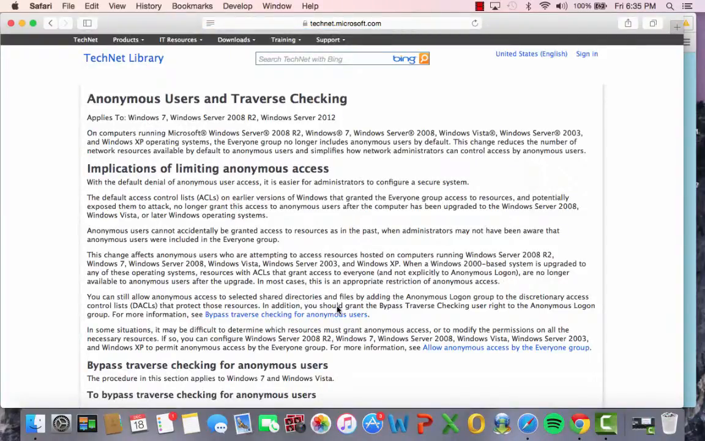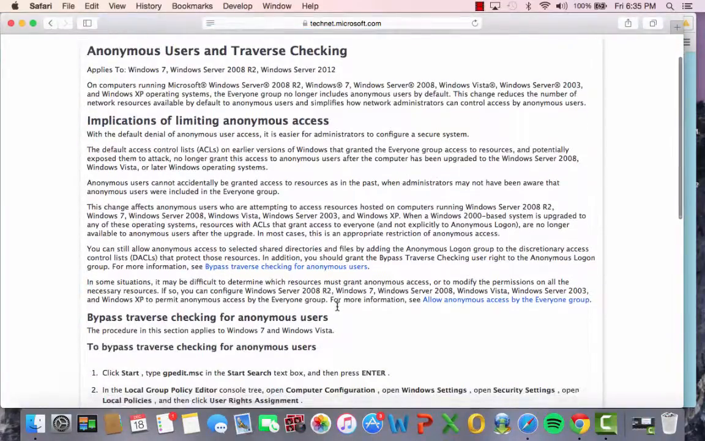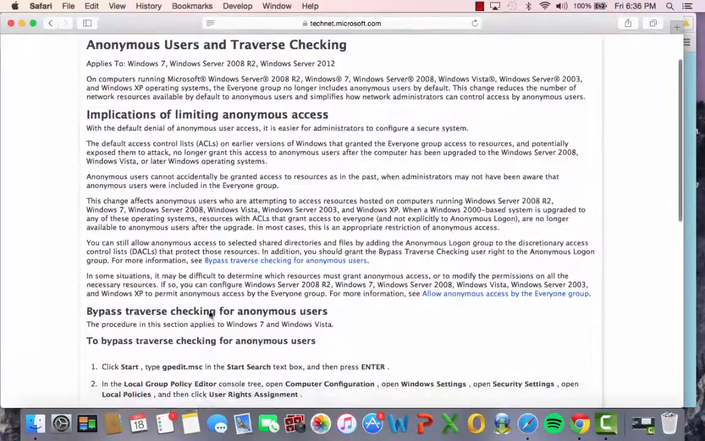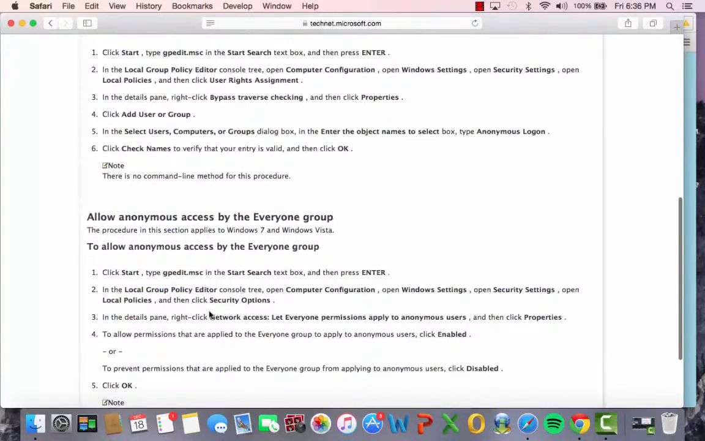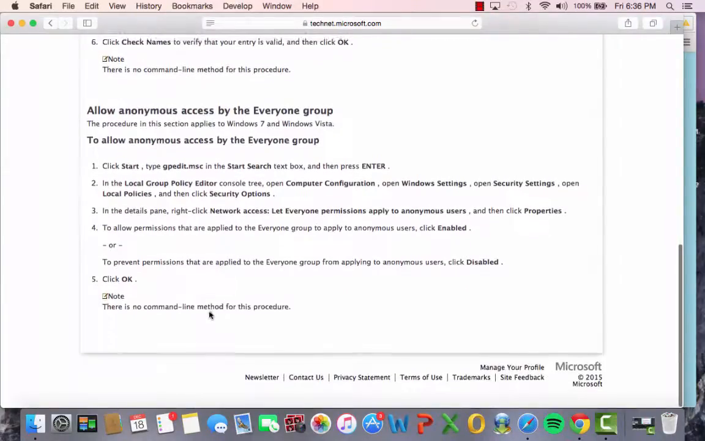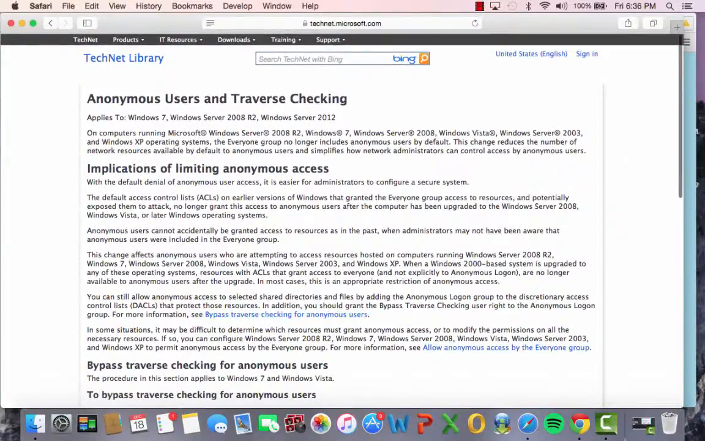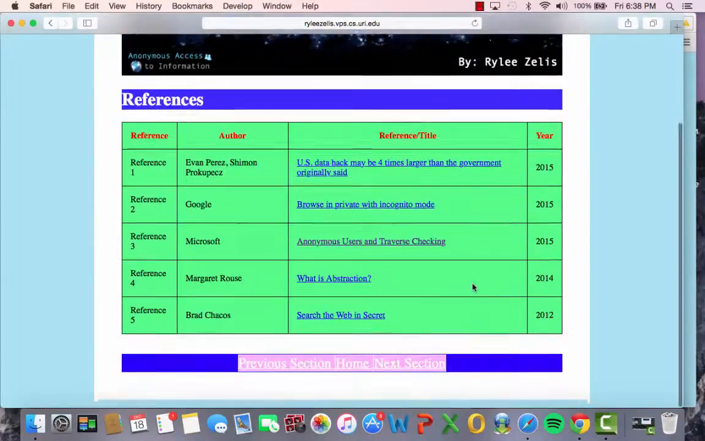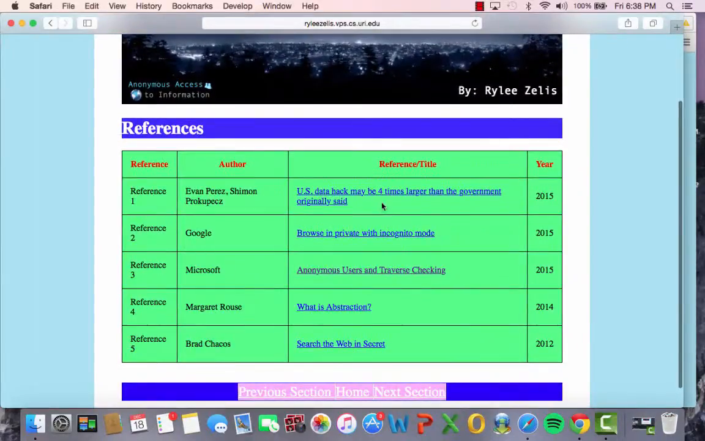I got this information from Microsoft. This specific website gave me information about anonymous users and transverse checking. It talks about the implications of limiting anonymous access, bypass transverse checking for anonymous users, and allows anonymous access by the everyone group. So this is one of the many examples. So back to my reference page. Each one of these names is connected to a link where I gain access to information.